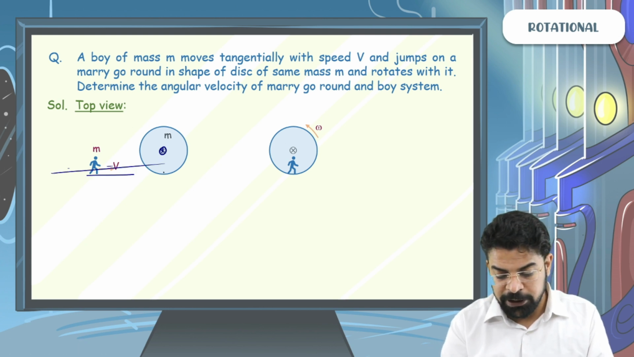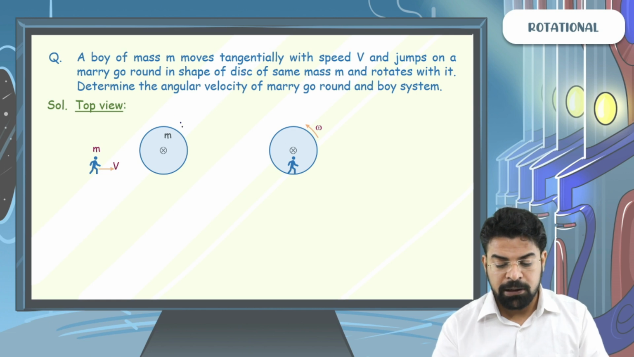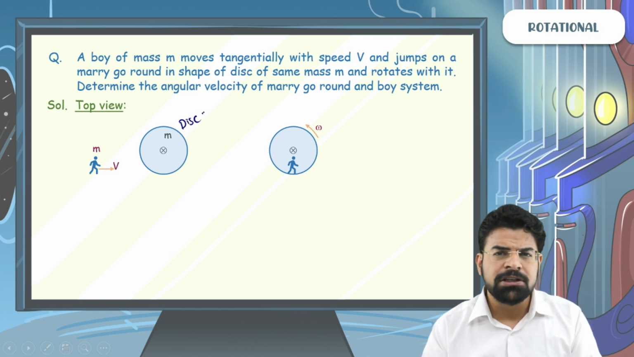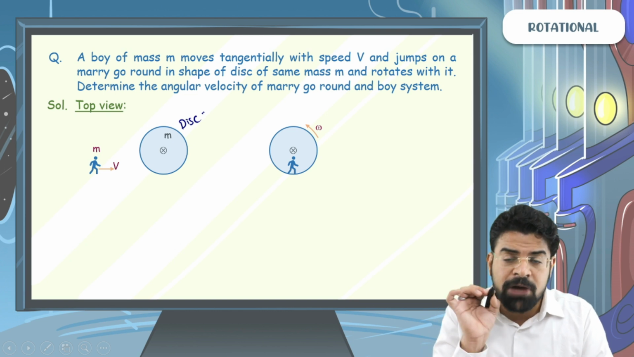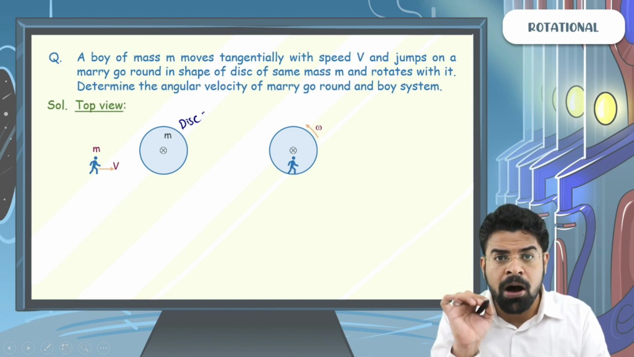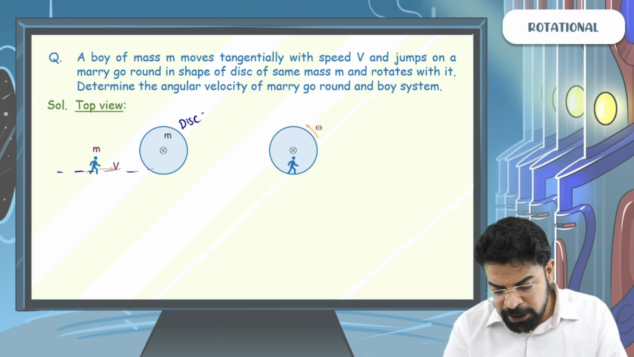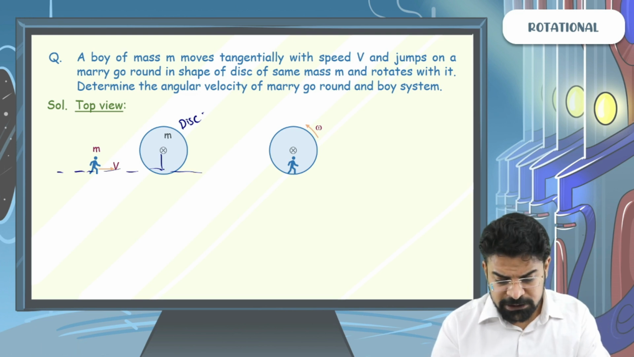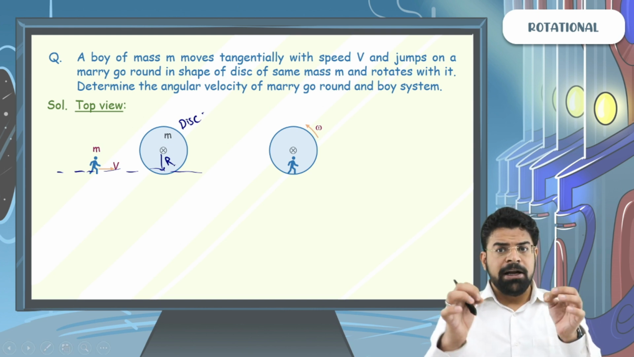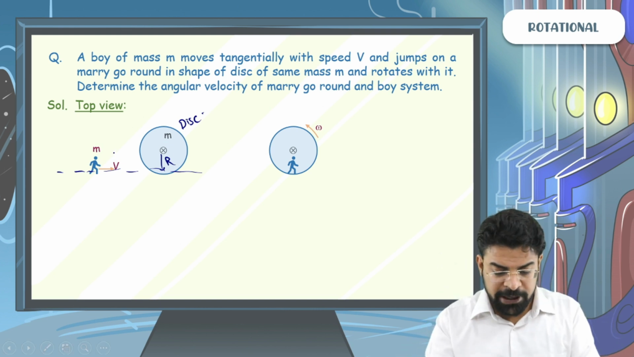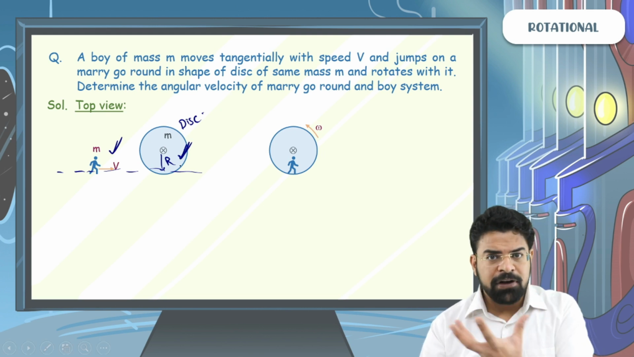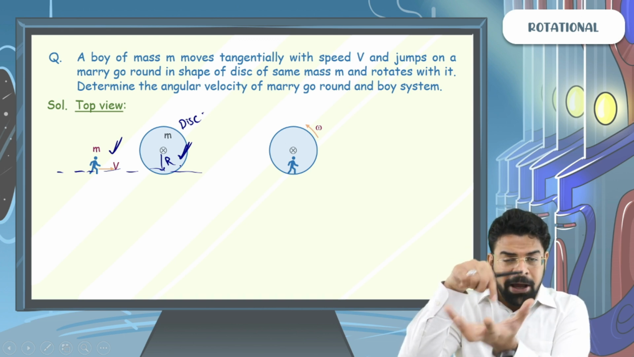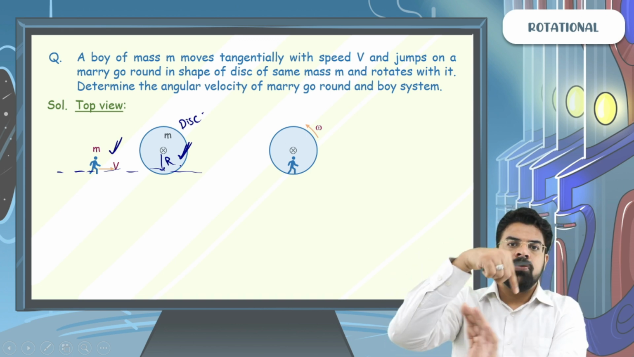You will say, before jumping, what is the angular momentum of the disc of the merry-go-round? So you will say, sir, the merry-go-round is at rest. So the merry-go-round has no angular momentum about the hinge. But this boy's motion has some angular momentum about the hinge. How to write it? Extend the line of momentum of the boy and find the perpendicular distance. So the angular momentum of this boy about the hinge before jumping will be momentum mv times the perpendicular length, which is r.